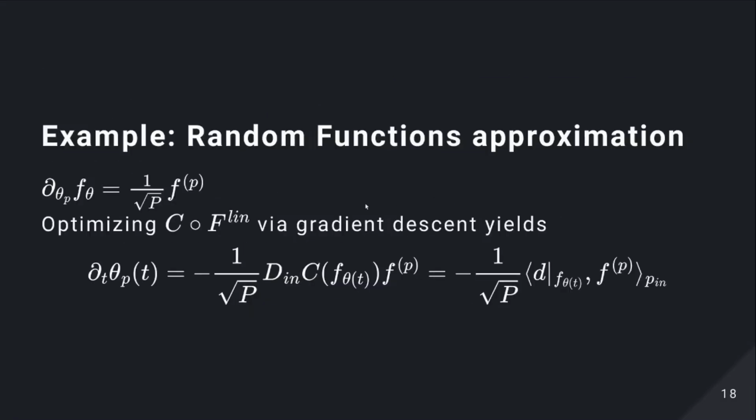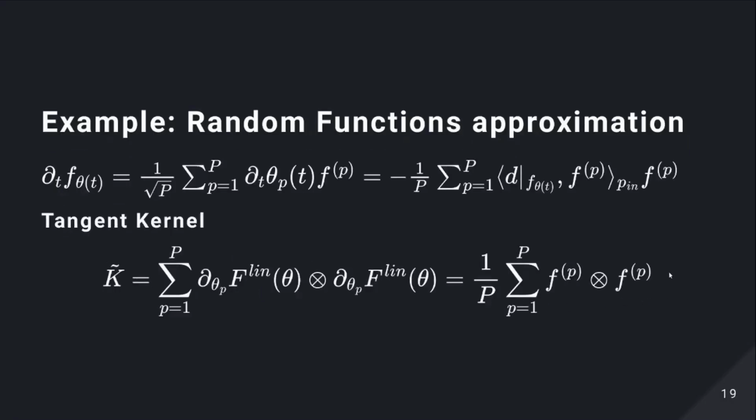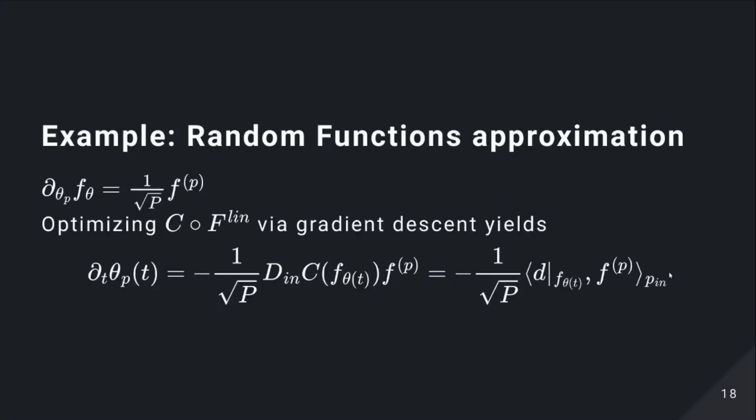So if we take the derivative with respect to some parameter theta_p of my function f_theta, it does not depend anymore on theta, it's just 1 over the square root of p times my function. And so if I optimize this with gradient descent, I get something fairly simple that looks basically like this. Sorry, I get this equation, which is fairly tame because it does not depend on theta, or at least it's reasonable to compute.